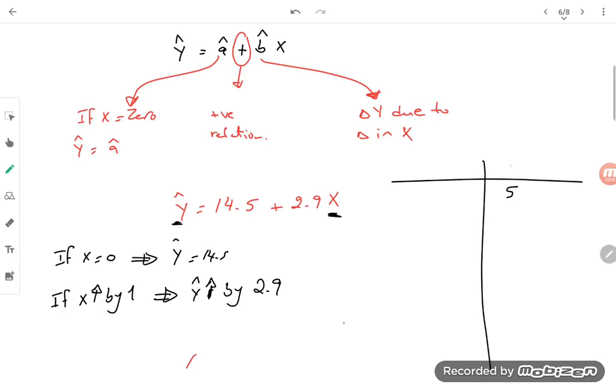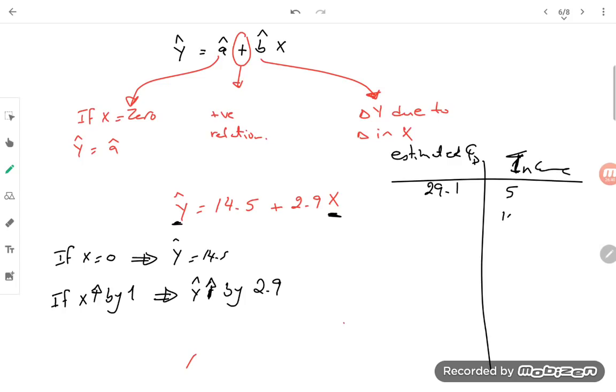When x equals 5, the estimated quantity demanded of pizza will be 29.1. The actual value was 27, but the estimated one is 29.1. So they are not identical to each other, but they are close to each other. So the estimated value is not the actual one, but the best approximation for the actual value.